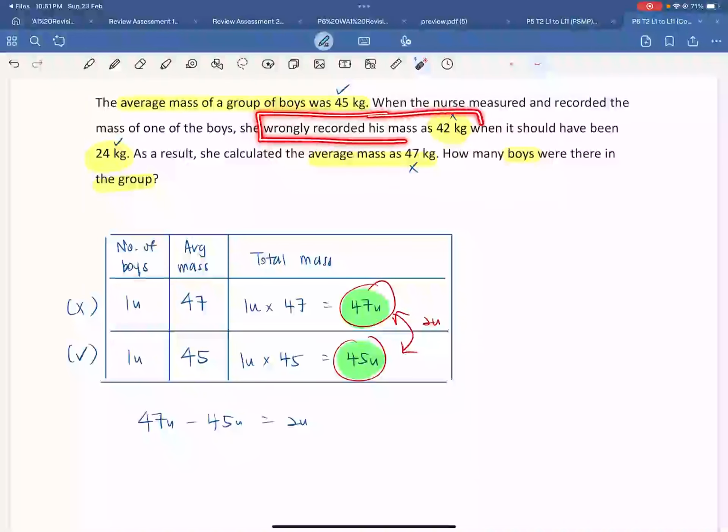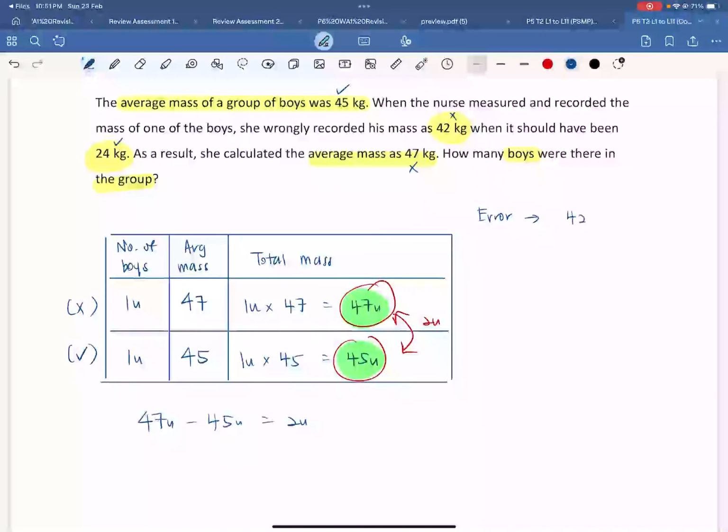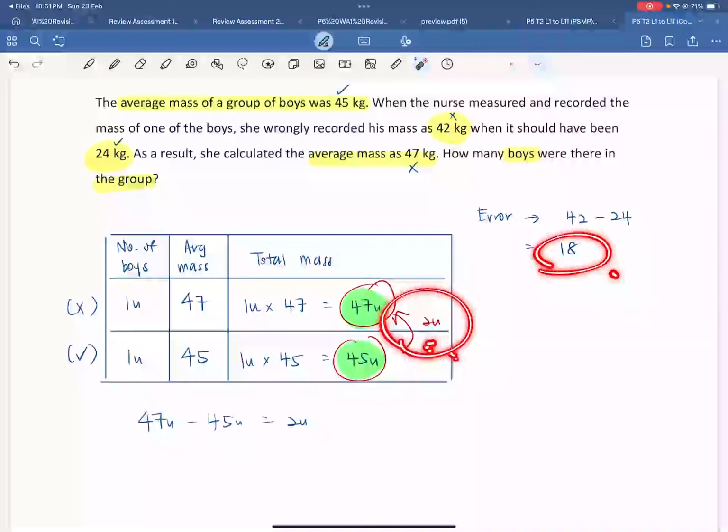She wrongly recorded his mass as 42 when it's supposed to be 24. So what was the error made? Supposed to be 24, but she put 42, so she gave him extra mass, right? So 42 minus 24, the error was 18 kg. So there's a difference of 2 units due to this additional mass that she added inaccurately. So this tells us that the 2 units error is the 18 kg.